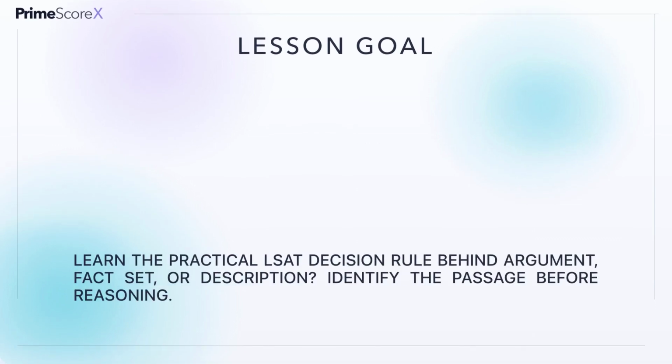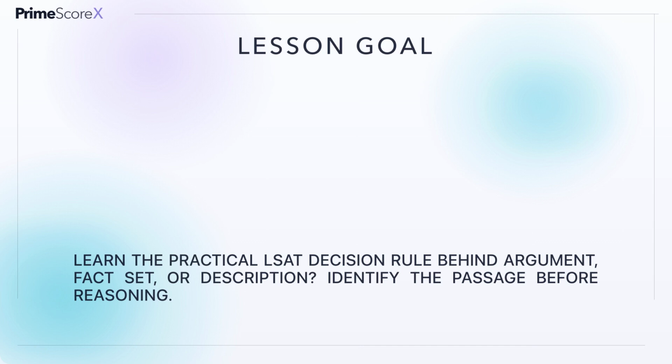In this lesson, we are working on argument, fact set, or description. Identify the passage before reasoning. This is part of our Foundations of LSAT reasoning sequence, where each video adds one reasoning tool you can reuse across many surface topics. Before answering, determine whether the stimulus is making an argument, reporting a set of facts, describing a situation, or explaining an event.